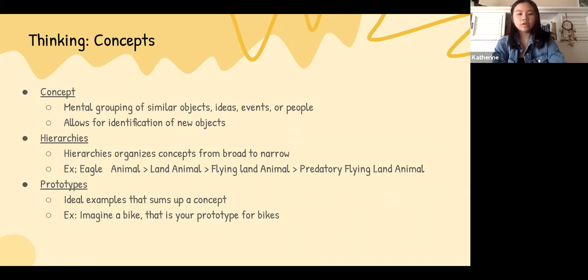As you remember, hierarchy goes with memory. So for example, the animal eagles. You would go from animal to land animal, flying land animal, and then predatory flying land animal, and then you would identify them as eagles. And then you have prototypes. This is the ideal image or the ideal example that sums up the concept. So if you close your eyes and imagine a bike, whatever bike you think of can be different from other people's, but that is your prototype of what all bikes would look like.